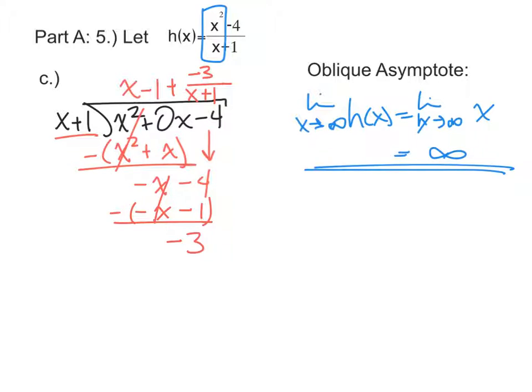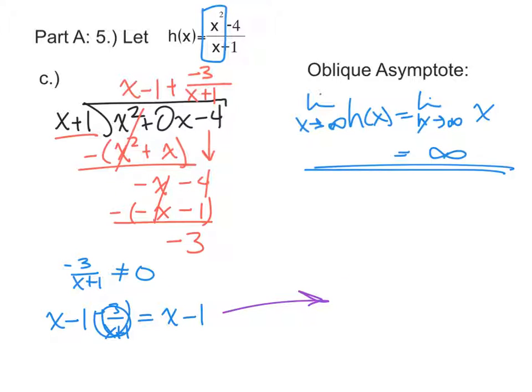And the thing about that is that when we're thinking about the range, negative 3 over x plus 1 could never equal 0 because the numerator is not equal to 0. And that means that x minus 1 minus 3 over x plus 1 could never equal, since this part could never be 0, the entire expression could never be x minus 1. Therefore, our oblique asymptote is going to be the line y equals x minus 1.